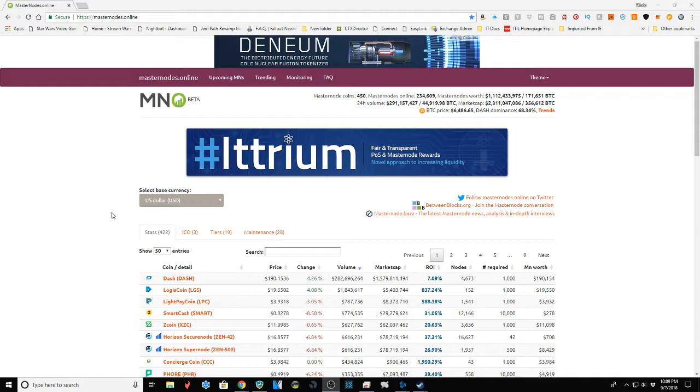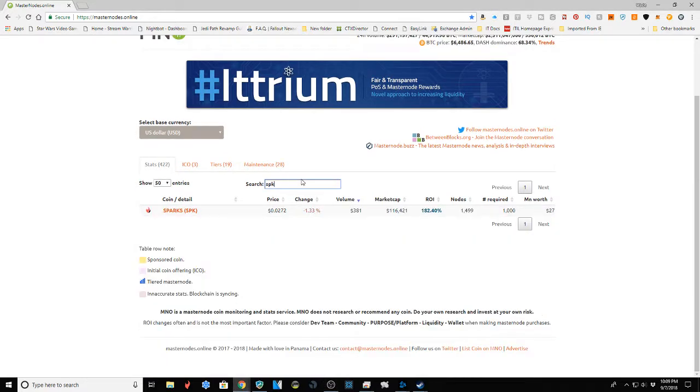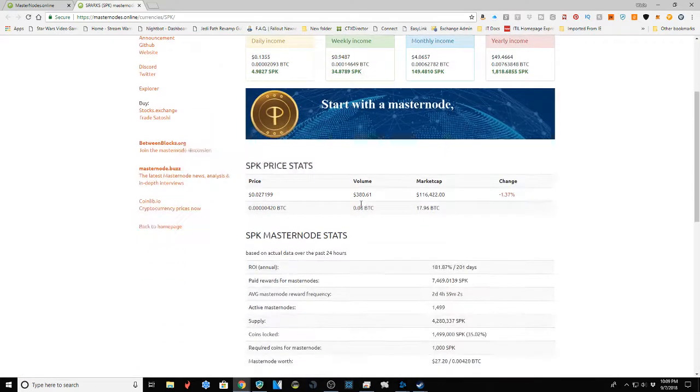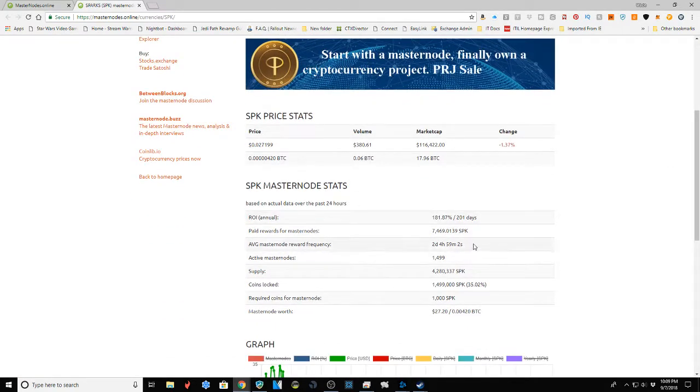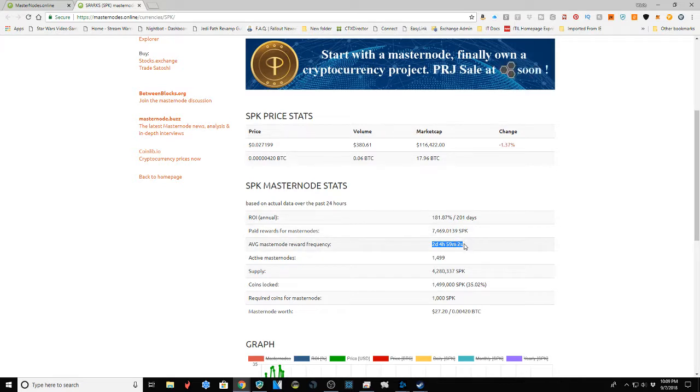Now, I want to be clear here that they are not always 100% updated, because if we look at Sparks, and this is one of the ones that I actually moved to a shared service, it says that your average masternode reward frequency time is 2 days, 4 hours, 59 minutes, and 2 seconds. And I actually was finding that to be more upwards of 3+ days rather than this shorter average.